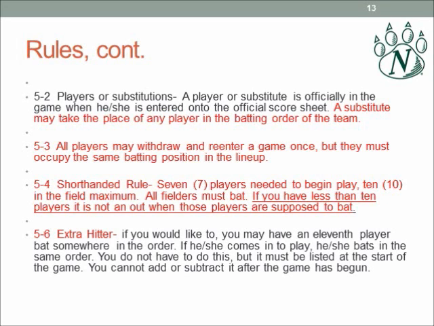Again, you need 7 players to begin with, 10 in the field. All fielders must bat. If you have less than 10, it's not an out when they come up to bat. And you can use an extra hitter if you'd like. That means if you have an 11th player, they can bat, but they, of course, can't play in the field. And you can interchange those people every inning if you want to. Like one person bats one inning, then they get to play the field next inning. It can be somebody different the next time.